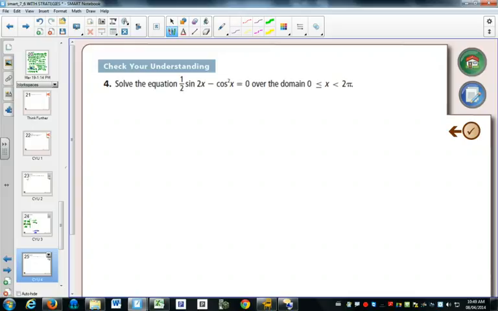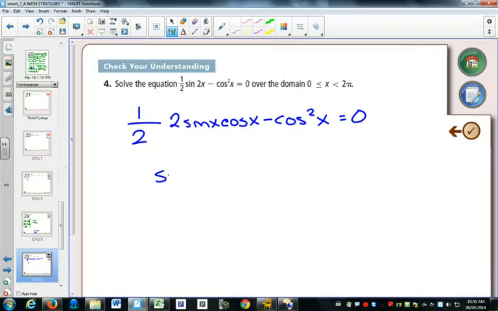So the first thing I'm going to do is change the sine 2x, and the 1/2 times the 2 is going to change that just to sine x cos x minus cos squared x equals 0.